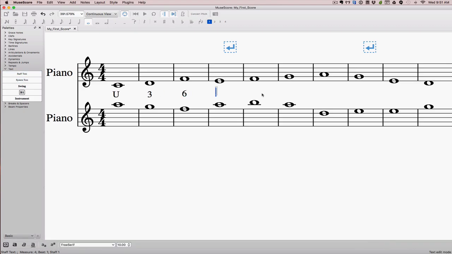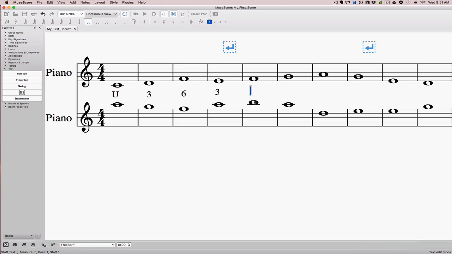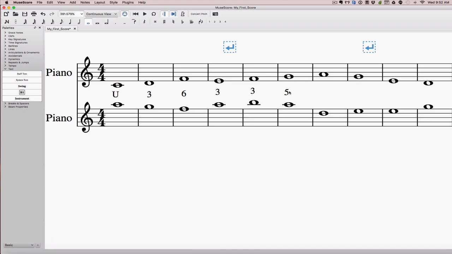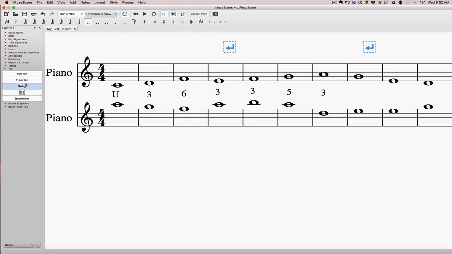A C and an E is a third, and a D and an F is a third, and a C and a G is a fifth, and an F and an A. Now this one is actually a compound interval, right? There's an octave in between here, but we're just going to write it as a third because that's the rules for this kind of analysis.